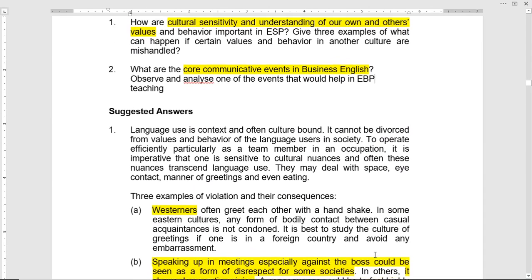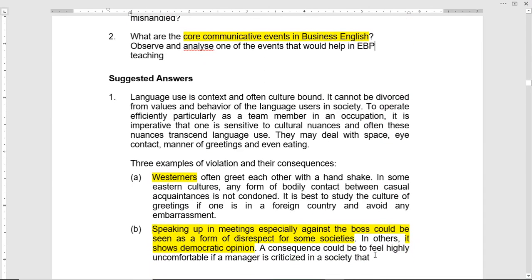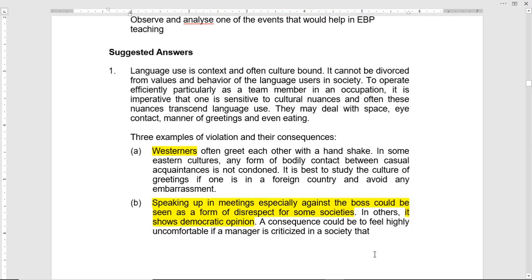So these are answers for the 2 questions. You can read this thoroughly. And these are the examples. Westerners often greet each other with a handshake. In some Eastern cultures, any form of bodily contact between casual acquaintances is not condoned. So we have to avoid embarrassment. Speaking up in meetings, especially against the boss, could be seen as a form of disrespect in some societies. In other societies, speaking up in meetings against the boss could be a democratic opinion.